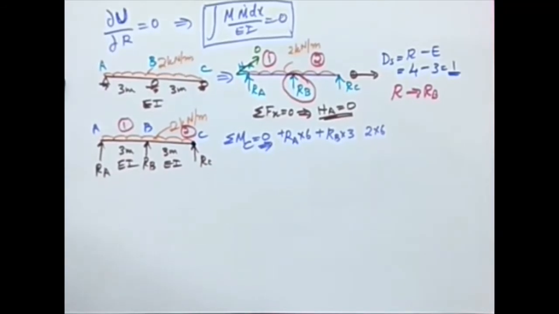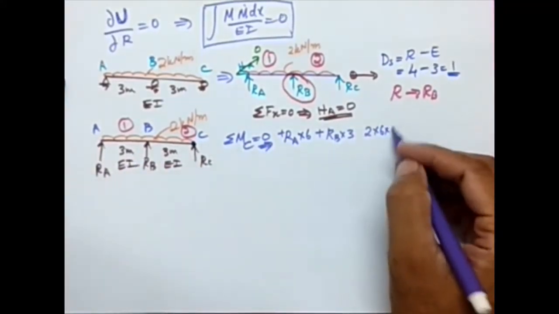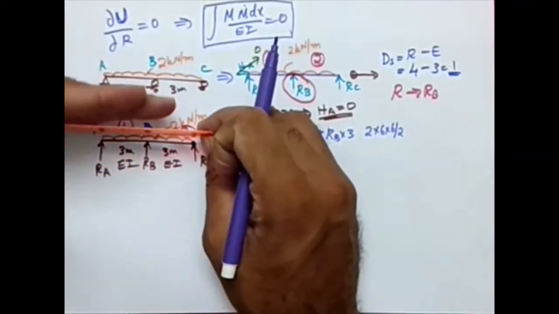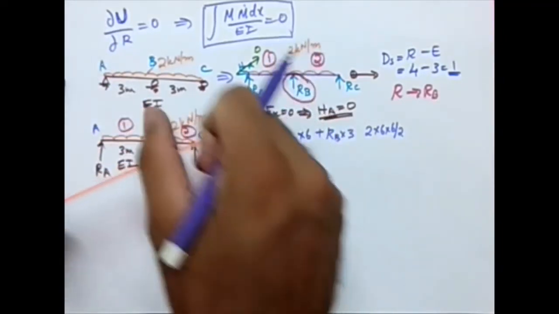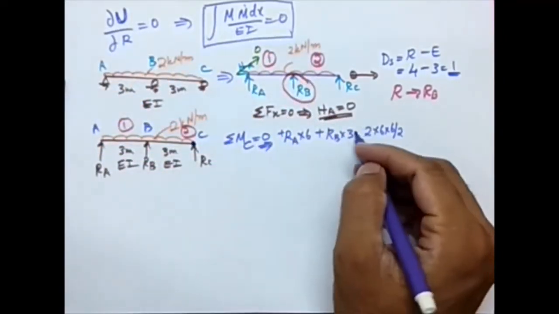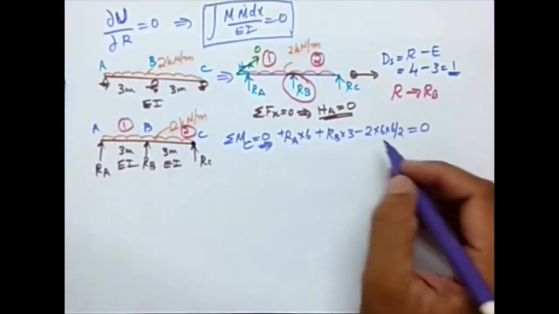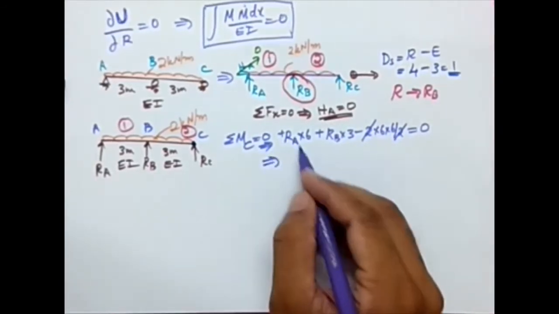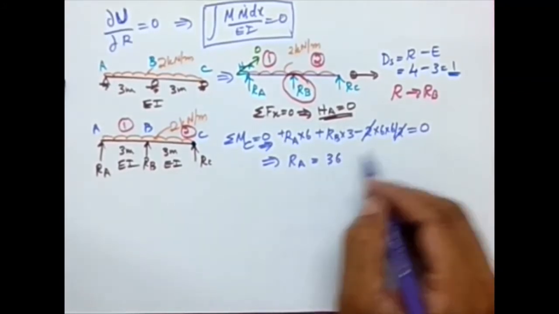2 times 6. And what about the point of action of this UDL? It will be at the center, which is basically 6 by 2. What about the sign? This is a UDL. It makes it rotate in the anti-clockwise direction. This is anti-clockwise rotation. Hence minus, equal to 0. So from here you can see that this 2 cancels out. So what will be RA? RA is 36, 6 times 6.